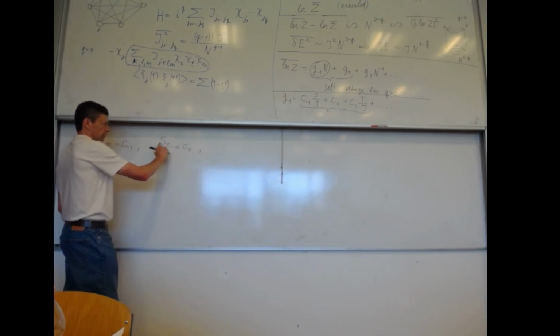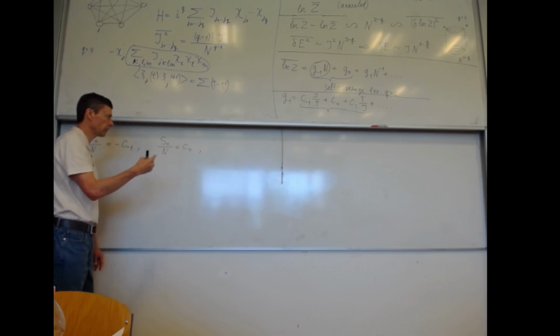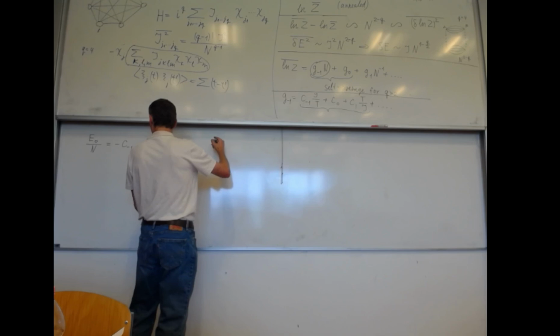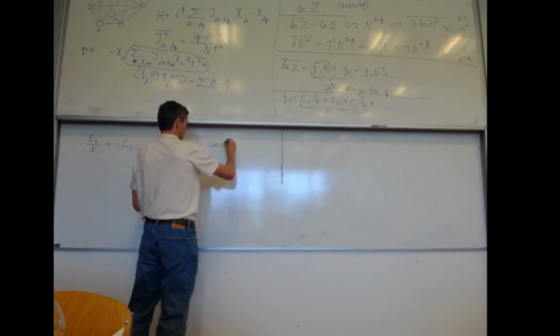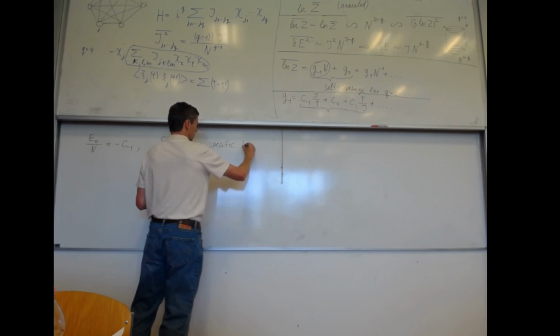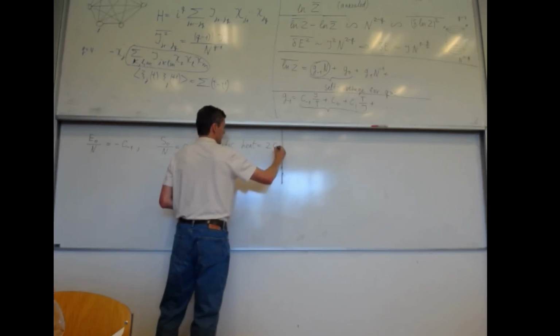We'll return to this. It looks strange that the entropy at zero temperature is extensive. It should vanish in principle. And specific heat is 2C1.